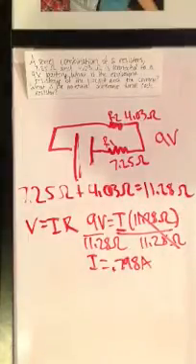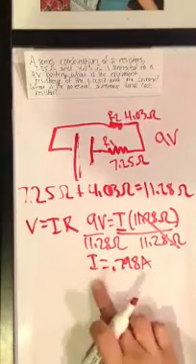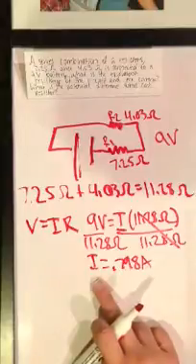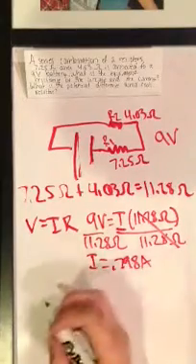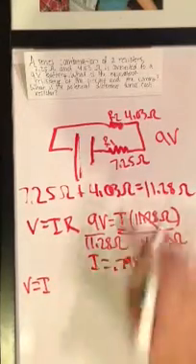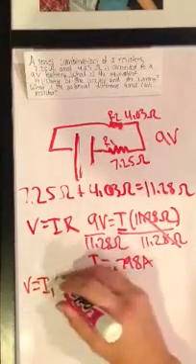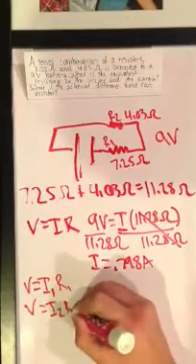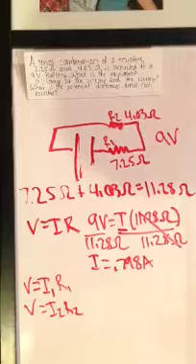Now, to find the voltage or the potential difference across each resistor, we must multiply by the current, because the current, when connected in series, is the same in each resistor. So we must multiply: voltage equals the current in R1 and R2 times the resistance of R1, or the voltage equals the current in R2 times the resistance of R2.